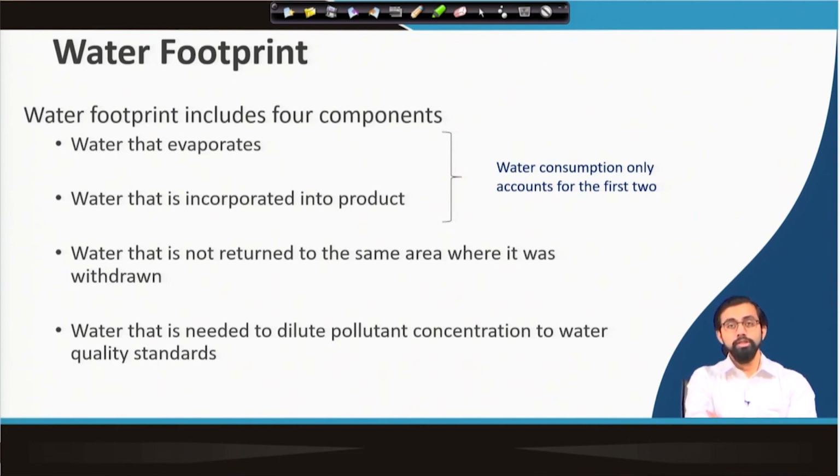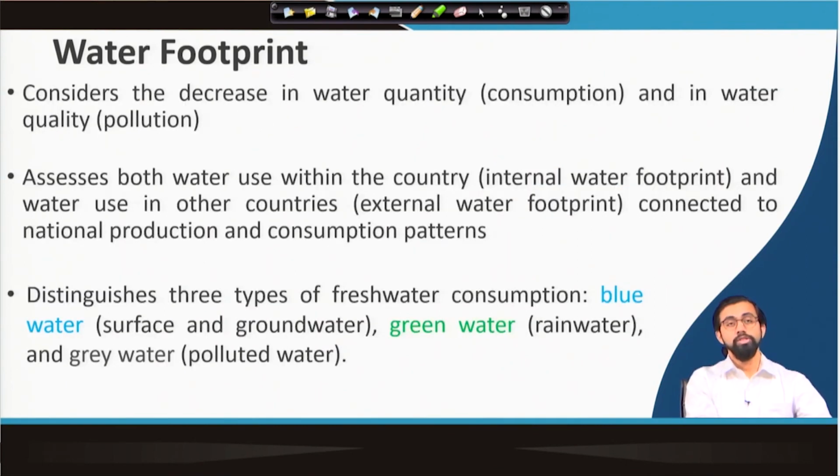In general, water consumption only accounts for the water that evaporates and the water that is incorporated into the products. We don't talk about the water which is not returned back to its source, or the water that we add additionally to dilute the pollutant concentration. So that is not incorporated in the water consumption calculations. But the water footprint incorporates every other detail, considering the decrease in the water quality.